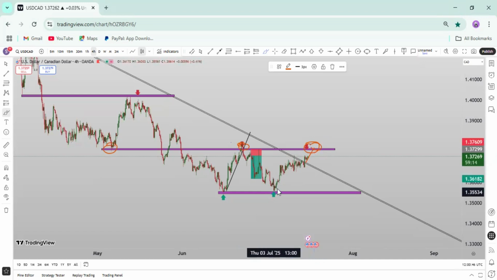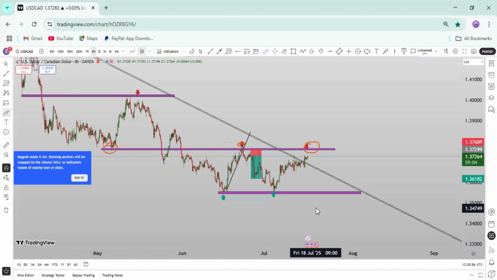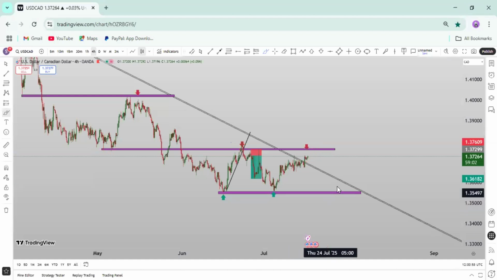Then I will draw this counter trend line around here, wait for the market to break, retest, and then I will have a sell setup on USD CAD.